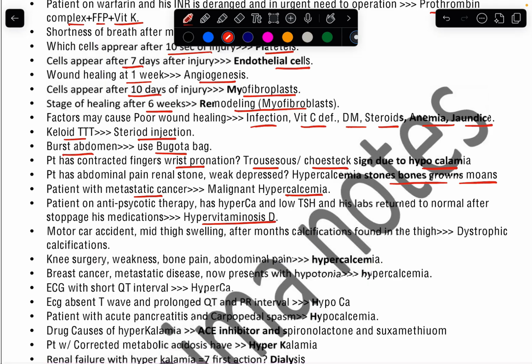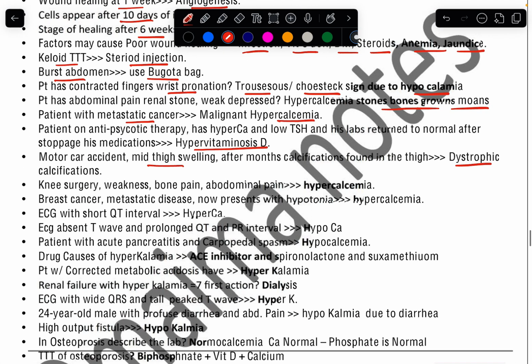Motor accident, mid-thigh swelling. After months, calcification found in the thigh: dystrophic, after trauma. Knee surgery, weakness, bone pain, abdominal pain: hypercalcemia. Breast cancer, metastatic disease, now presenting with hypotonia. Again, hypercalcemia. ECG with short QT: hypercalcemia.